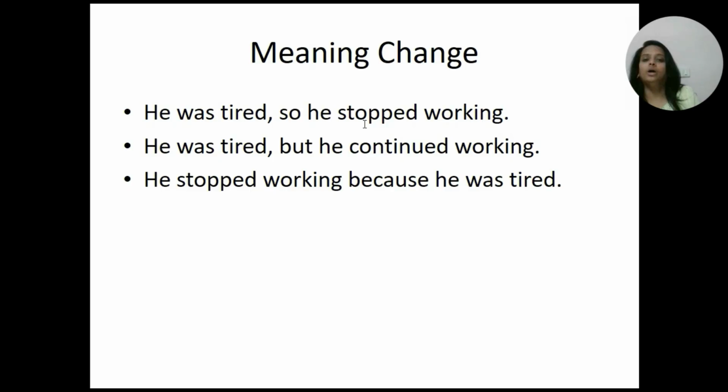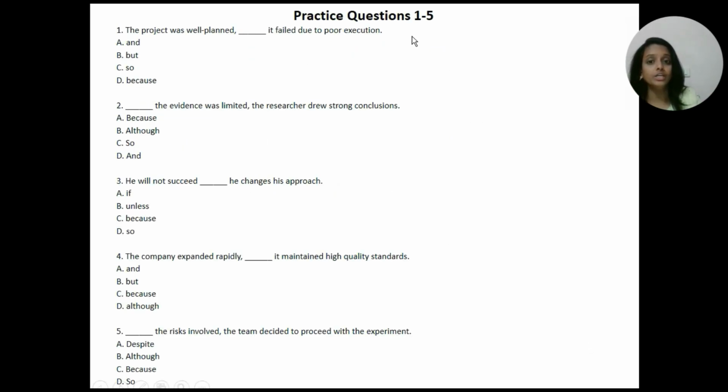Got it? Now, I have some practice questions for you. You can just pause the video, kindly go through this and try to identify the correct option that fits over here. Now, let me reveal the answers for this. For the first one, the project was well planned, dash, it failed due to poor execution. But, so here it shows a contrast. Dash, the evidence was limited, the researcher drew strong conclusions. So out of the four options, the correct option is although, right? Again, it shows the contrast.